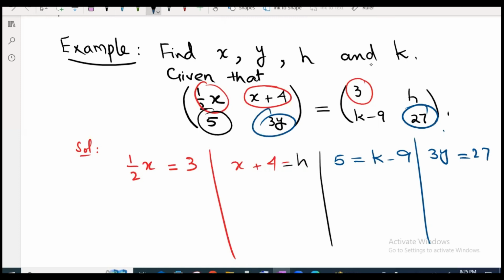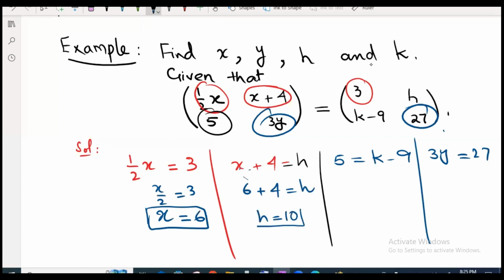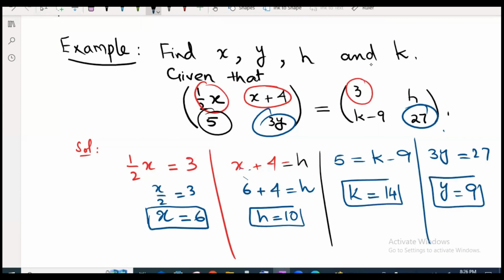now we get x equals what? x equals 6, because this is actually x over 2. x over 2 equals 3, so x equals 6. Now put the value of x here. So 6 plus 4 equals h. So h equals 10. And 5 equals k minus 9. So we can say k equals 14. And y is equal to 9. Answers.